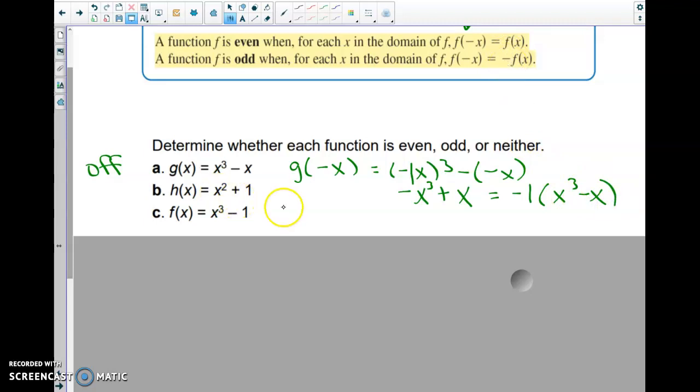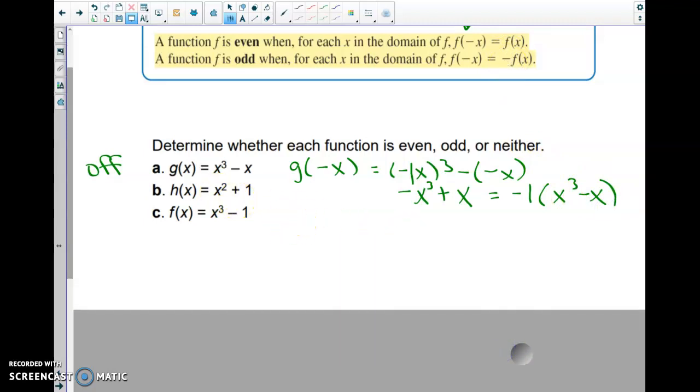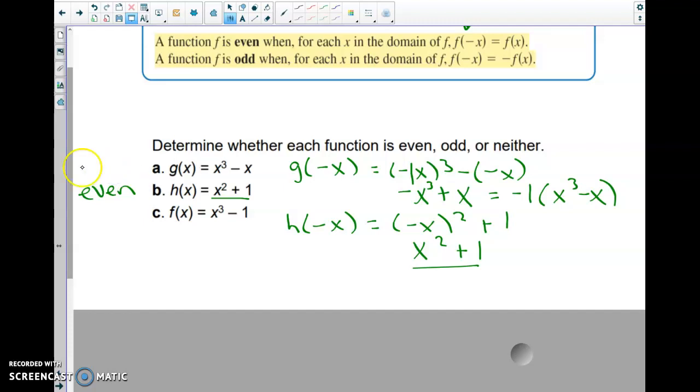Part B, if you were to plug in h of negative x, negative x, the whole thing squared plus 1. A negative raised to an even power is positive, so x squared plus 1. Notice that this is the exact same as the original. So when you plug in a negative x and you get back your original function, that is even. And I just wrote off up here. I apologize here. This is odd, not off, guys.